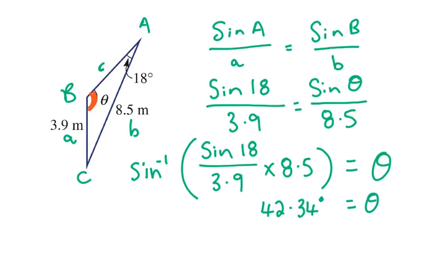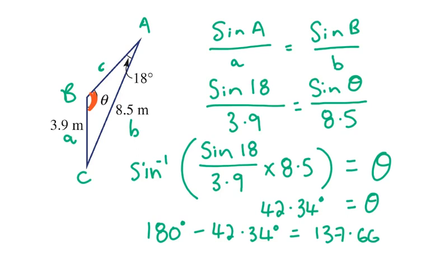Now in order to find the obtuse angle for this, one extra step, 180 degrees, subtract 42.34 degrees, and therefore my obtuse angle for this would be 137.66 degrees. And that is your final answer.